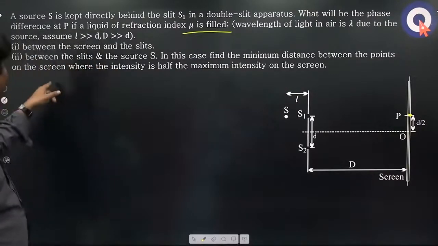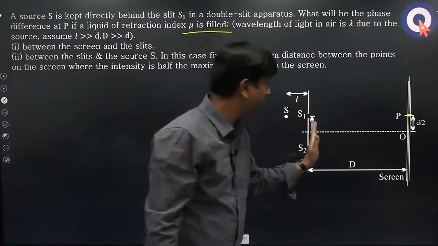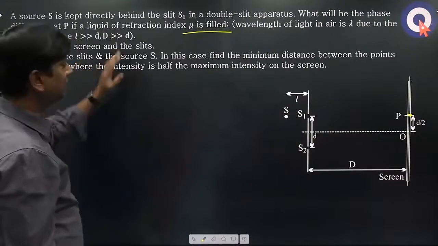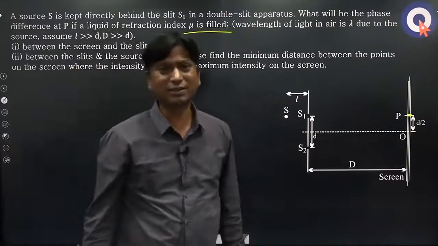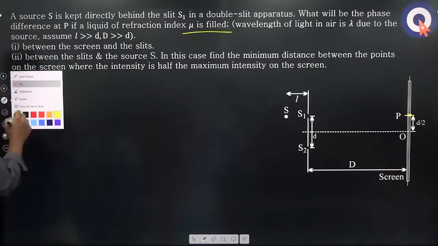And in that second bit, the same liquid is not filled between the slits and the screen, rather it is filled between the slits and the source. So between these two. So two cases, right? Okay, so we'll solve one by one.